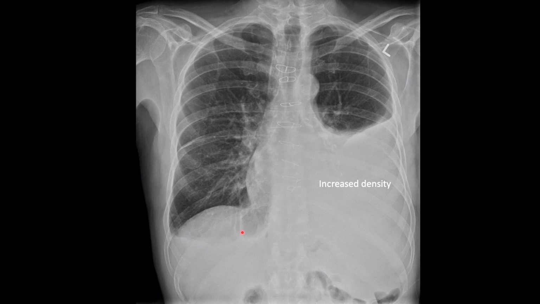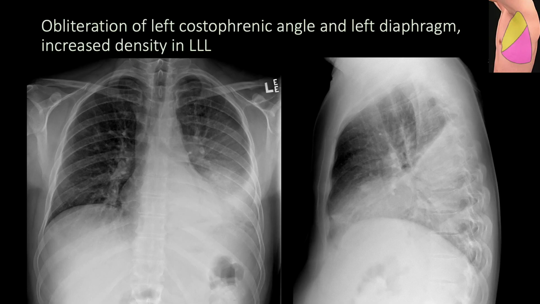So there's the bottom of your lung. Where's the bottom of the left lung? I don't know, because there is increased density on this side. This is a case that's very similar to the last one. So again, the abnormality is on the left-hand side.